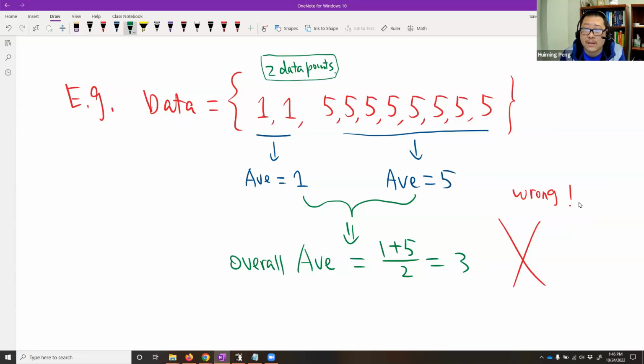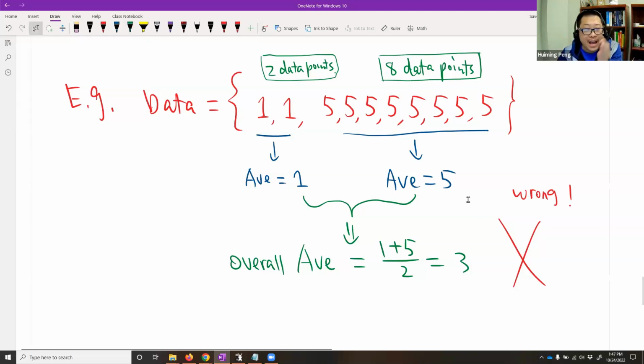The first part is 2. The second is 1, 2, 3, 4, 5, 6, 7, 8. You have 8 data points, or data numbers. 2 and 8 are different. So that's similar to the distribution I just showed. If these two parts have a different distribution, then the average of averages is always wrong.